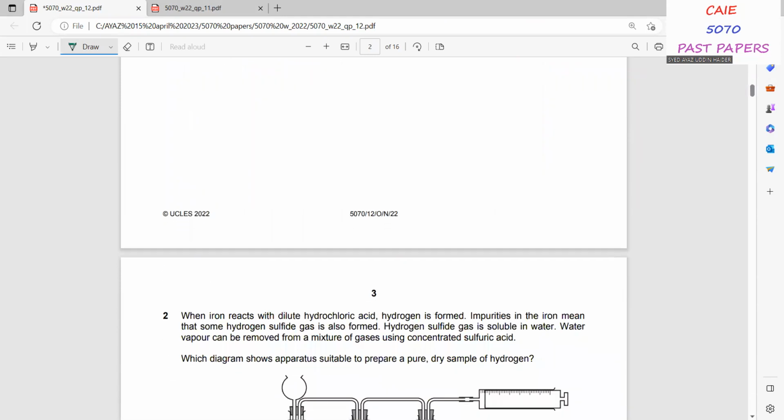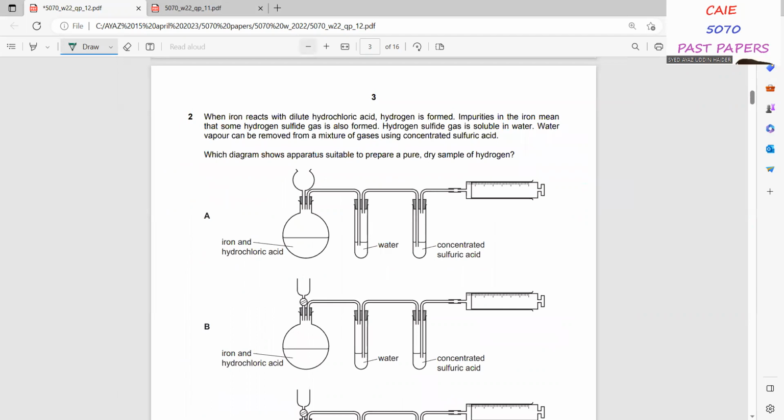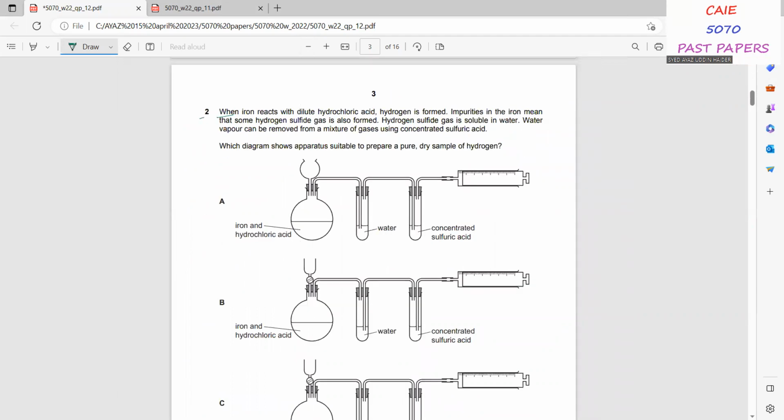Question number 2. When iron reacts with dilute hydrochloric acid, hydrogen is formed. Impurities in the iron mean that some hydrogen sulfide gas is also formed. Hydrogen sulfide gas is soluble in water. Water vapor can be removed from a mixture of gases using concentrated sulfuric acid.